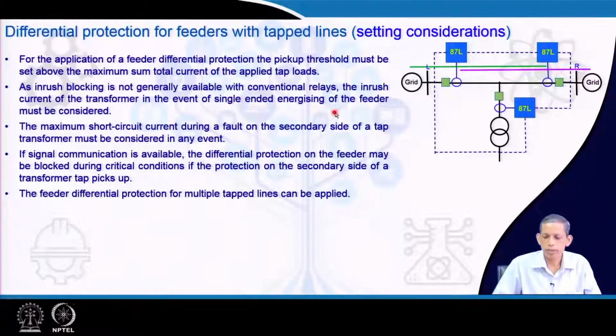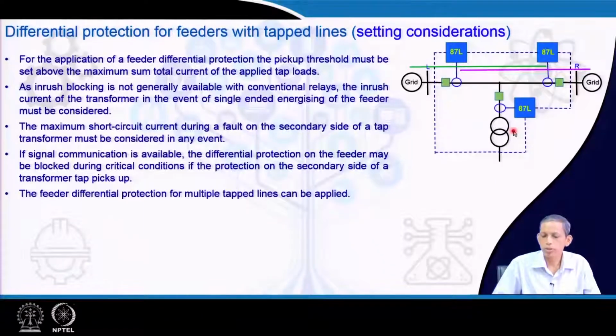Now, how are the corresponding settings considered in such a tapped line? There is the pickup setting, and we will elaborate on that. For the application of this feeder differential protection, the pickup threshold must be above the maximum sum total current of the applied tap loads. To note, if there is no current information available at this end or this end, then the corresponding differential current for this load current must be considered greater than the tapped current, essentially because that information is not available here.